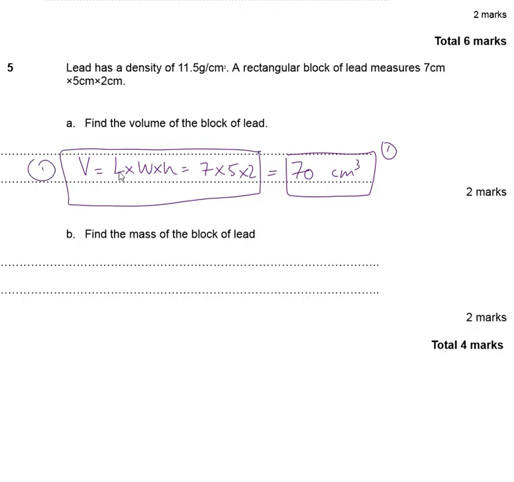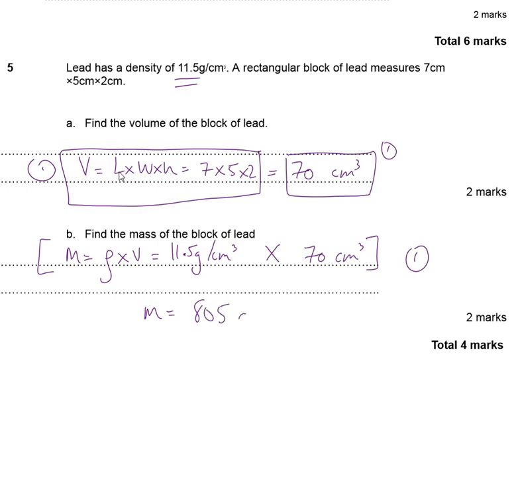Now find the mass. This one, mass is nice and easy. Mass is density times volume. Density we know is 11.5 grams per centimeter cube multiplied by 70 centimeter cube. So this here is 1 mark. And the last mark I get is when I multiply them together, which gives me 805 grams. This is 1 mark, and together is 2 marks. Okay, so this is where we get everything.